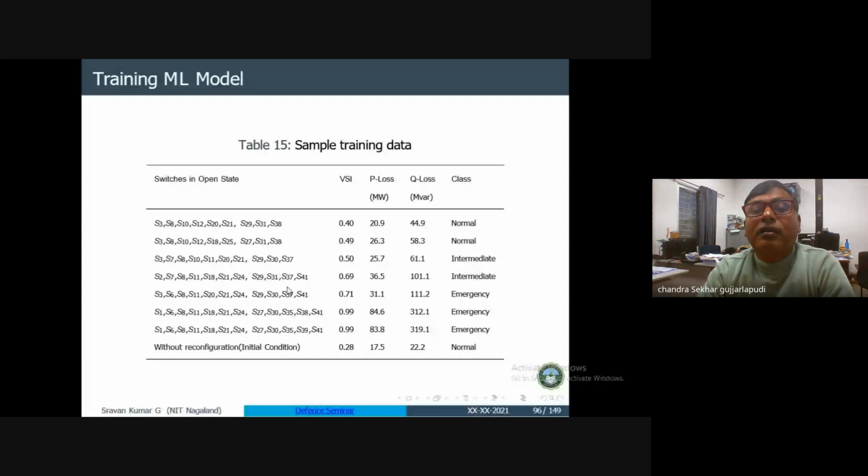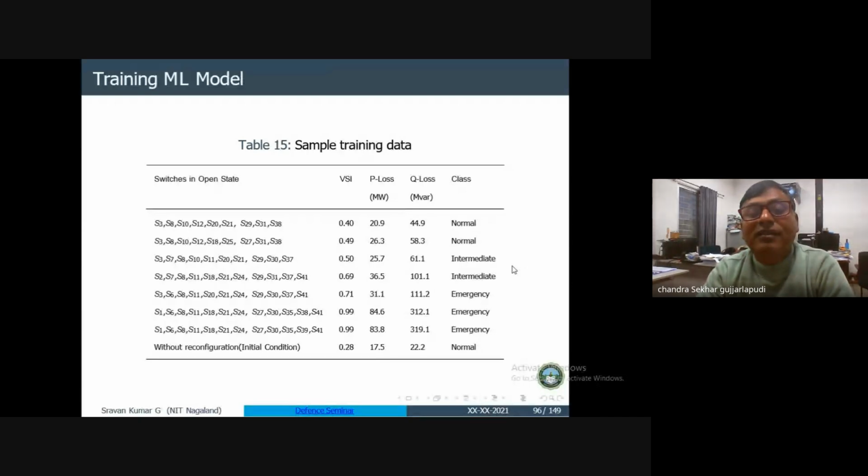Now these are some sample data. You see, at different configurations with different switch opening status, we are getting different VSI values, different P loss, Q loss, and these are coming under normal conditions. Some of the cases are normal, some of the cases are intermediate, some are emergency. So this is a sample of data I'm showing.